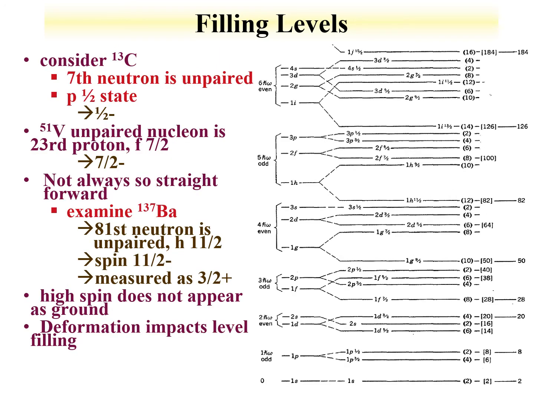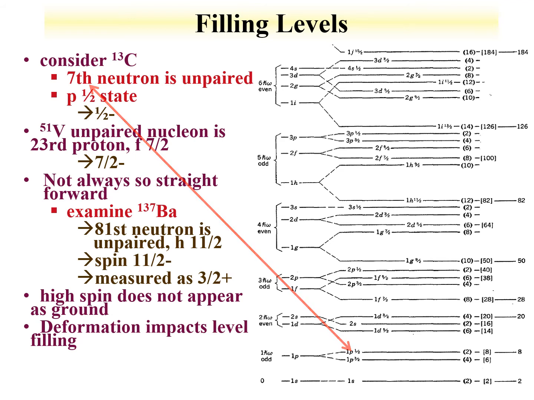Another example, carbon-13, that's 6 protons, 7 neutrons. The 7th neutron is unpaired. That 7th neutron, 6 will fill up here, the 7th lives in the 1p 1/2 state. p, as we've already seen in the examples, is a negative parity, 1/2. We would expect the spin and parity of carbon-13 to be 1/2 minus, and it's true.